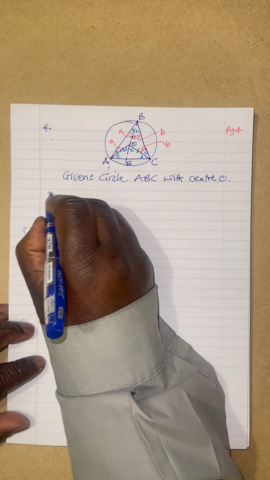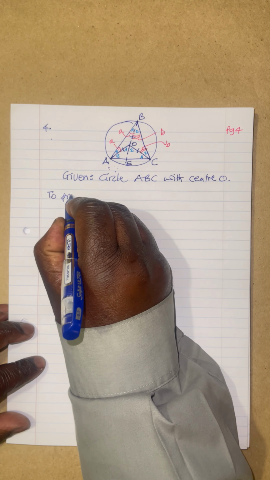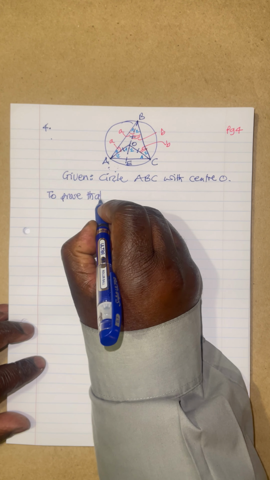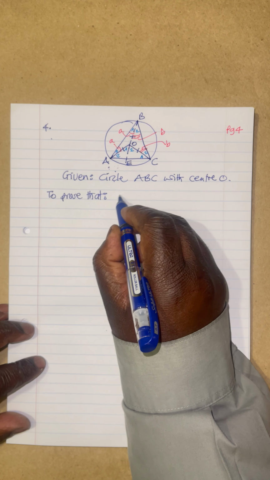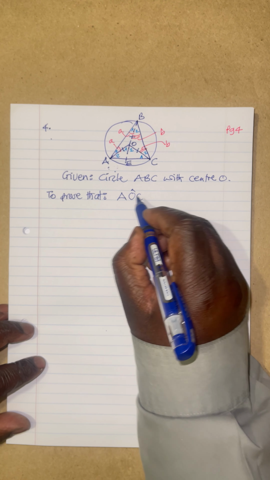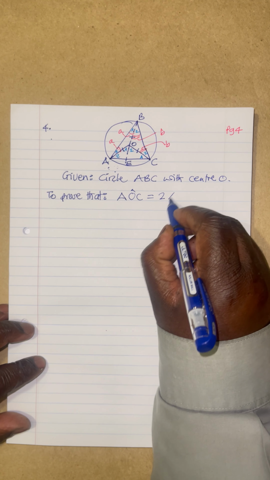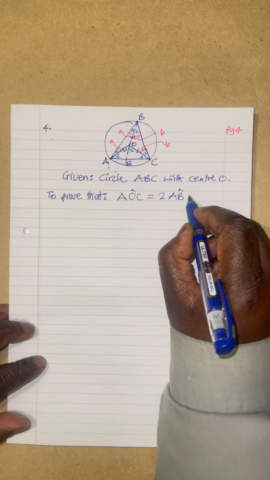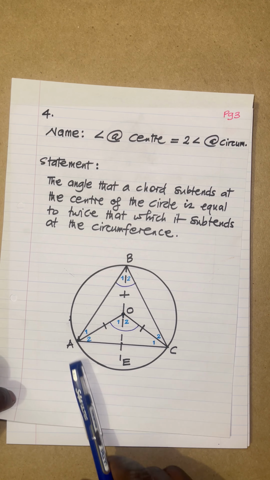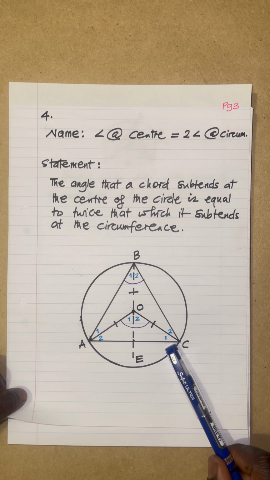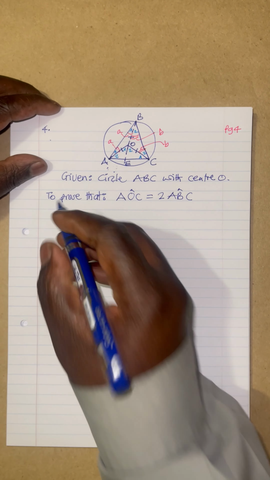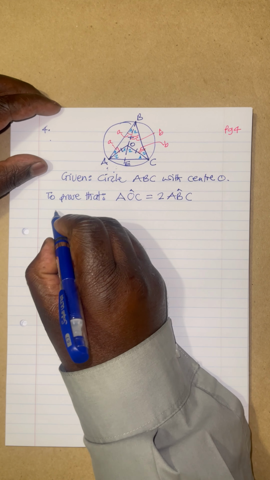What are we required to prove? We're required to prove that angle AOC is twice angle ABC. You can see in this diagram here, we're required to prove that angle AOC is twice angle ABC. Do we need construction? Yes, we do.